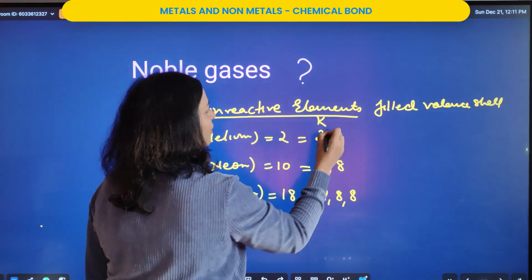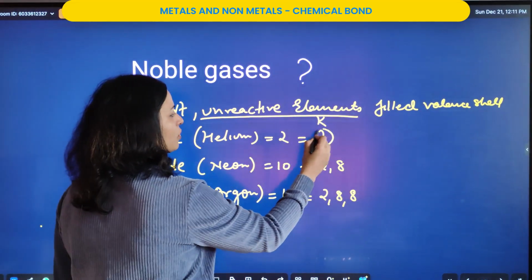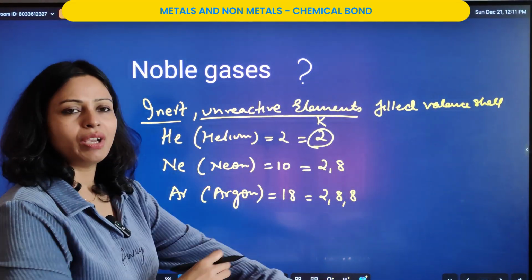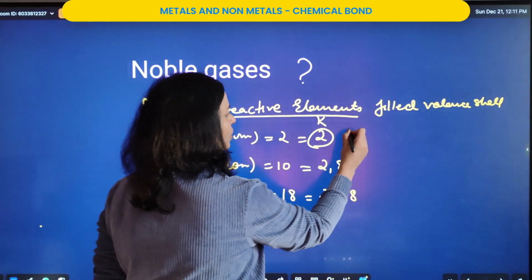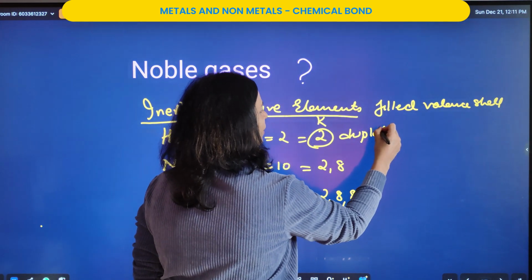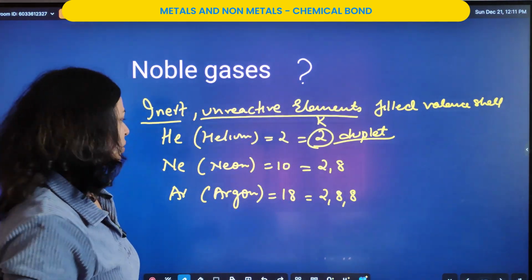The K shell has a maximum holding capacity of 2 electrons. So helium has its valence shell complete. Its valence shell is only the K shell, which is completely filled with 2 electrons. So this is called a duplet. It has a duplet configuration.